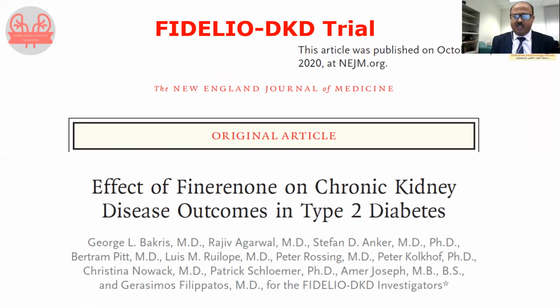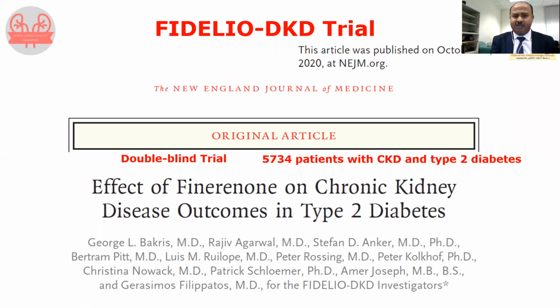Always we are interested in any trial putting kidney in the outcome. So it is double blind. What is meant by double blind? It is the strongest design of interventional studies, and it is devoid of both selection and performance bias. What is the number of patients? Large number of patients, type 2 diabetes with kidney disease.